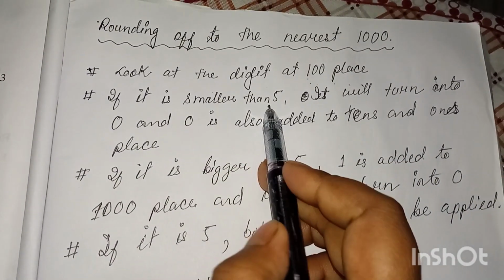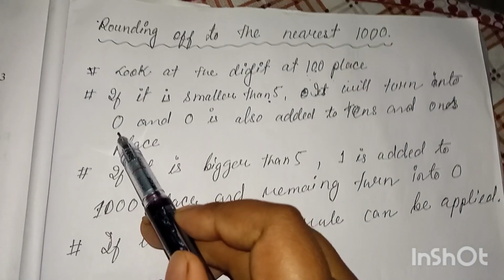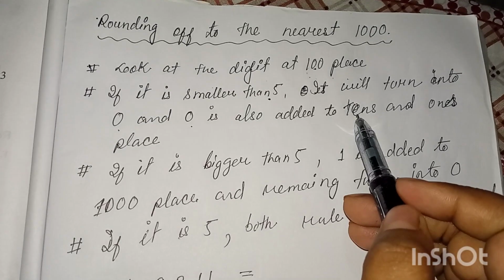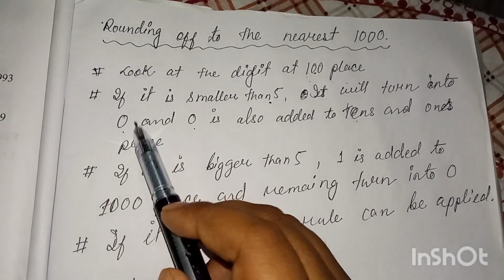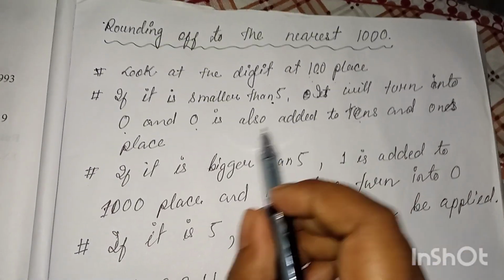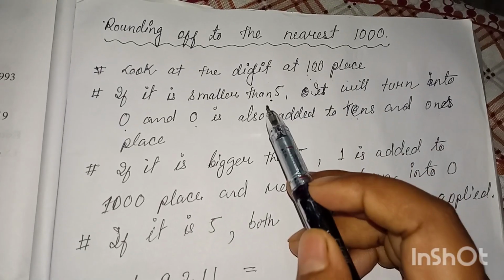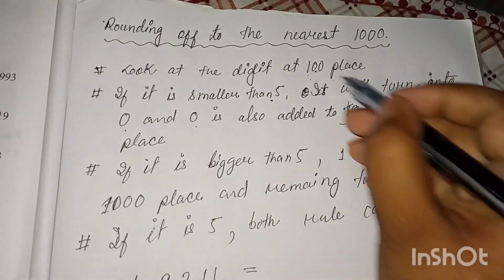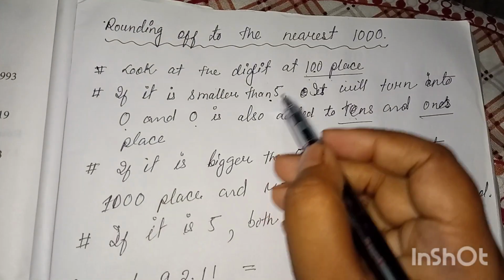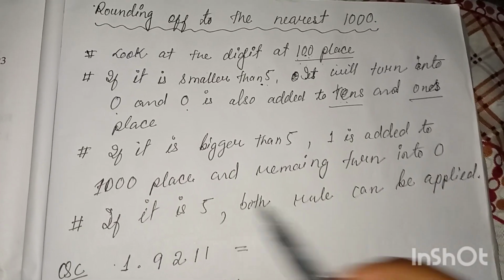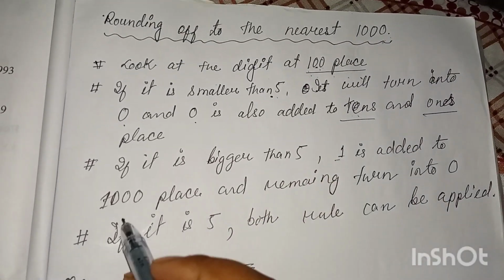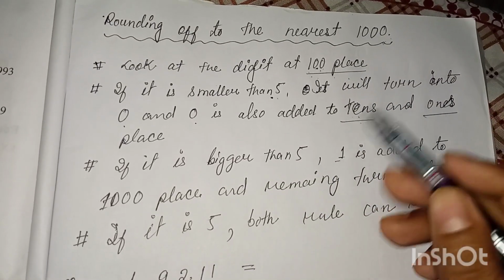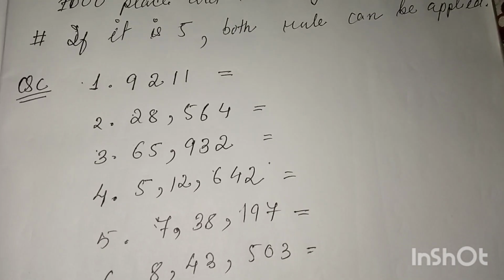So here also, if the digit in the 100 place is smaller than 5, then the 100 place, 10 place and 1 place, all 3 places will turn into 0. So all these 3 places will become 0 if the digit at 100 place is smaller than 5. And if it is bigger than 5, then 1 is added to the 1000 place, and the remaining 3 places, 100, tens and ones, turn into 0. Understand? If bigger than 5, then the 1000 place will gain 1.